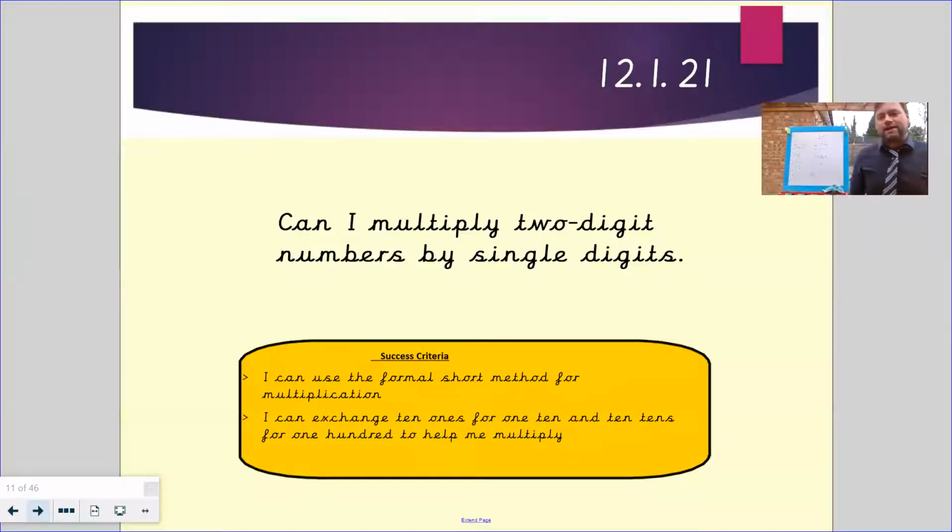Okay, so for today, you are multiplying two-digit numbers by a single-digit number. And the success criteria down here at the bottom you can see is, are you able to use the formal short method for multiplication? And can you exchange 10 ones for 1 ten and 10 tens for 100 to help you multiply and get the right answer?